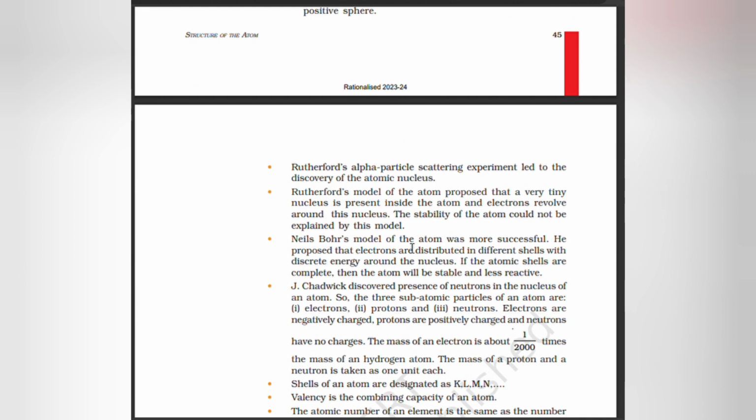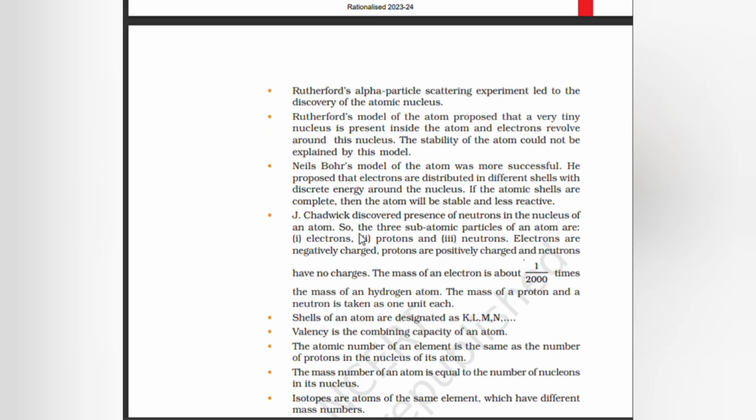Niels Bohr's model of an atom was more successful. He proposed that electrons are distributed in different shells with discrete energy around the nucleus. When the atomic shells are complete, the atom will be stable and less reactive. J. Chadwick discovered the presence of neutrons in the nucleus of an atom. So the three subatomic particles of an atom are electrons, protons and neutrons.